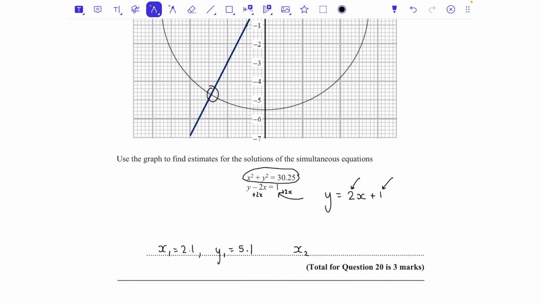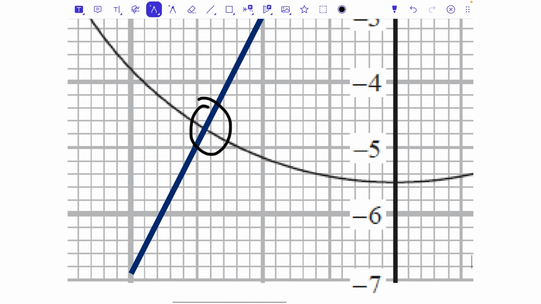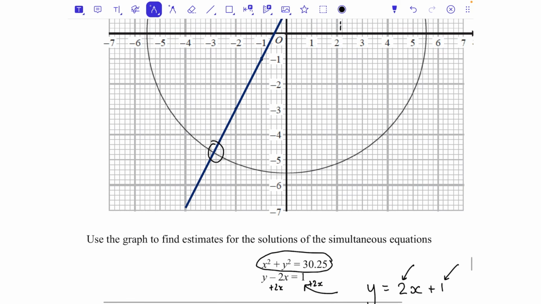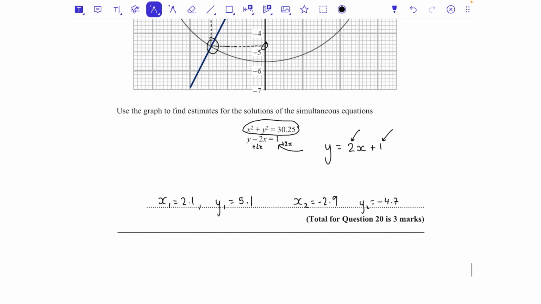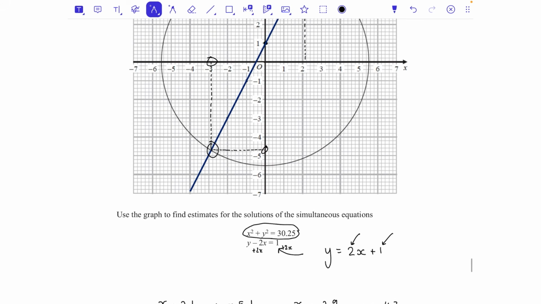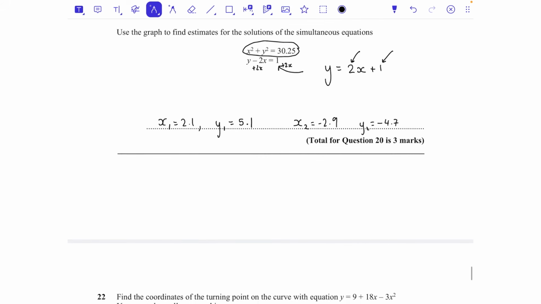Then we need x2 and y2, the second x and the second y, because they go together. So this value here, we're going to get a similar thing. This is the x and this is the y. So I've got minus 2.9 coming from here and minus 4.7 here. So minus 2.9 and minus 4.7. There we go. Again, there might be a range of values that they allowed for that. I'll double check the mark scheme and pop it below.